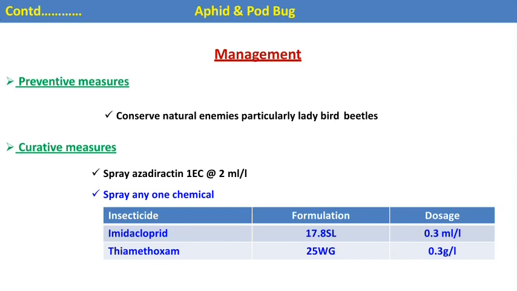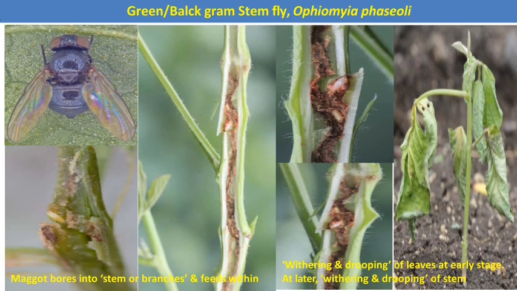For the management of the aphids and pod bugs, we can use different natural enemies, that is the ladybird beetle or coccinellid beetles, Chrysoperla carnea, and these are some of the recommended insecticides, that is imidacloprid and thiamethoxam against the aphids and pod bugs.